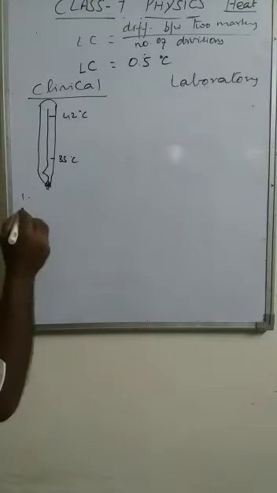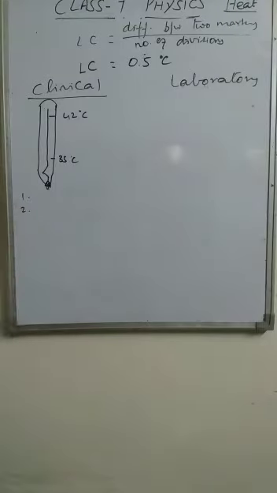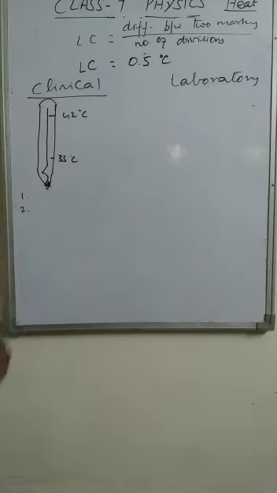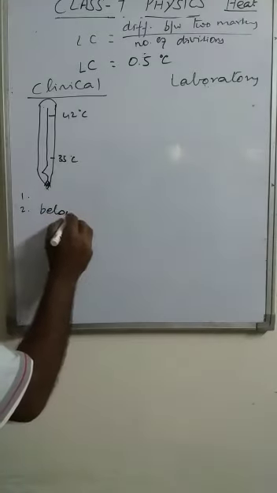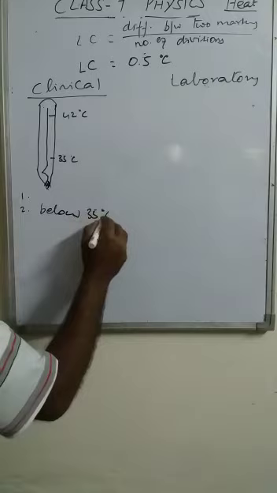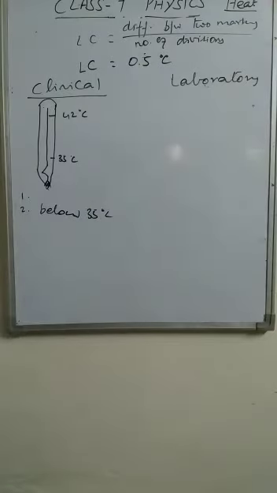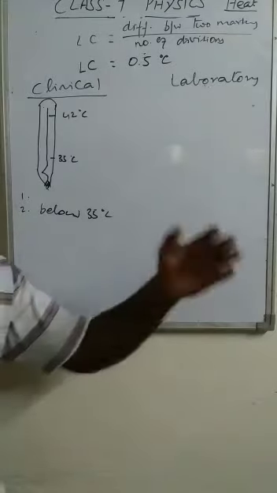Then the second precaution is, before using this thermometer to measure the temperature of any patient, we must ensure that the mercury level in the thermometer should be below 35 degrees Celsius. Why am I saying this? Because doctors are using this thermometer to measure the temperature of various patients.